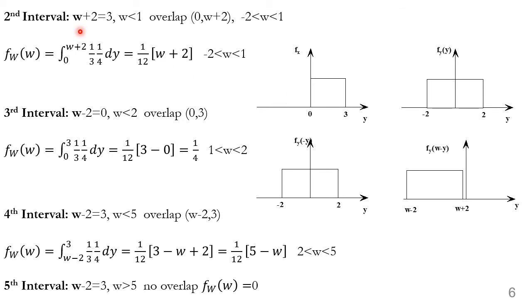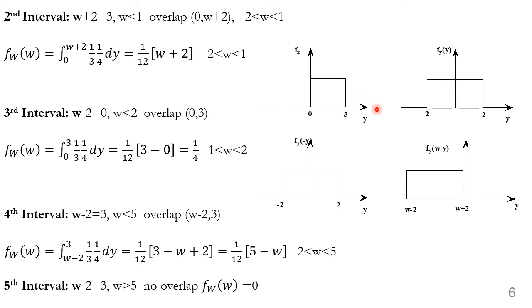So the second interval will be w plus 2 equal to 3, w less than 1, and the overlap period is going to be 0 to w plus 2. Let us compute fw of w by integrating the product of two PDFs with respect to y over the overlap period 0 to w plus 2. So we get the answer as 1 by 12 (w plus 2) for w varying between minus 2 to 1. At the end of the second interval, w plus 2 was at 3.